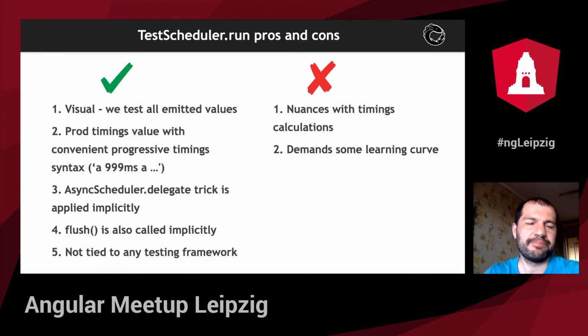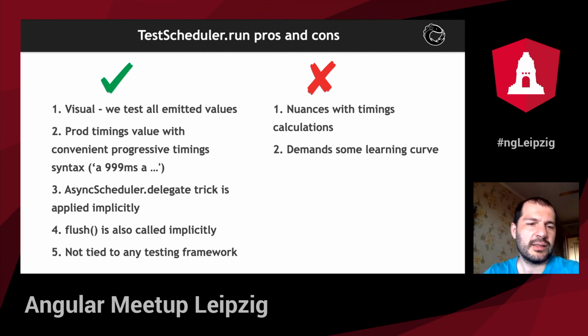Time to sum up. TestScheduler.run has many benefits. All tests are visual, and we can check every single value. Prod timings can be provided using progressive syntax. Async scheduler delegate trick is applied implicitly, and flush method is called in implicit way as well.